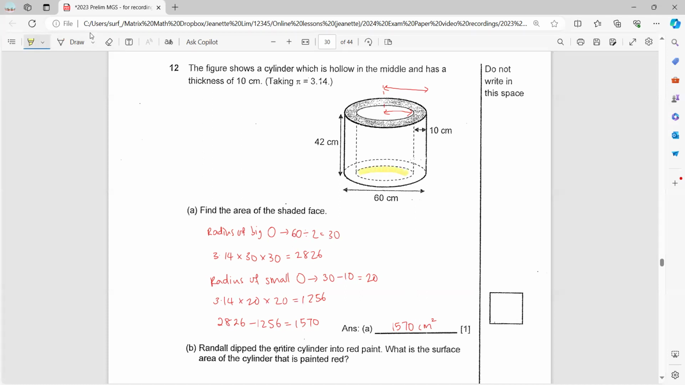This, as well as this. Oh wait, sorry. This diagram says it's hollow in the middle, so it's actually a hole cut out. So no, we don't want this. Okay. So the portion in yellow, we have already found the area.